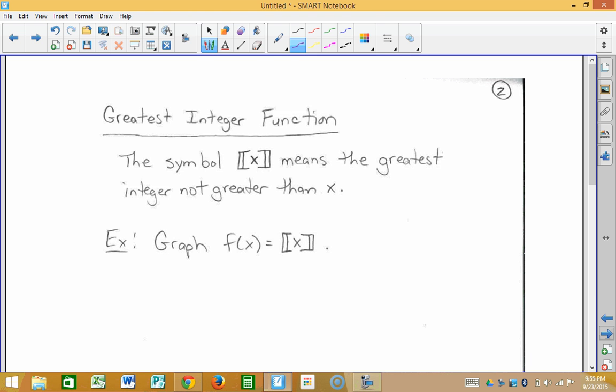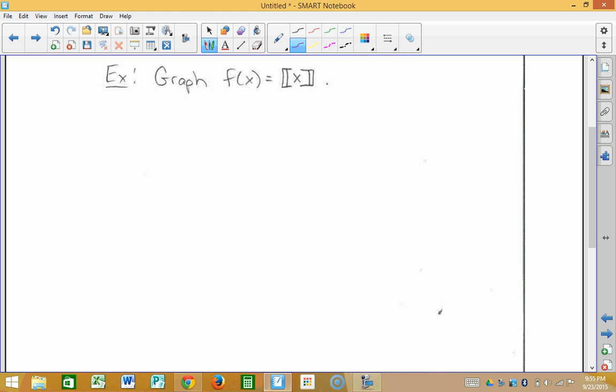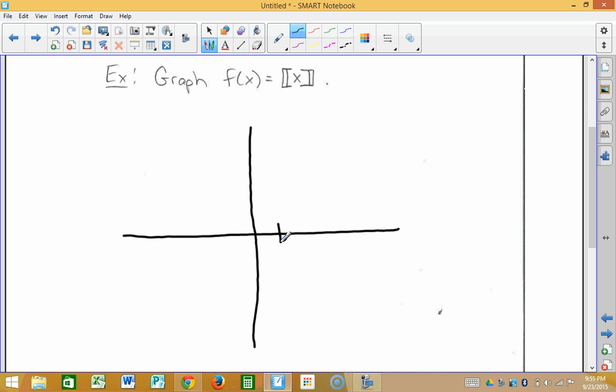Now, a little heads up on this. This is actually a test question. On the next test, one of the questions will ask you to graph the greatest integer function from memory. No tricks, straight up graph it. So let's draw a sketch of the greatest integer function. It's going to look a lot better on graph paper.